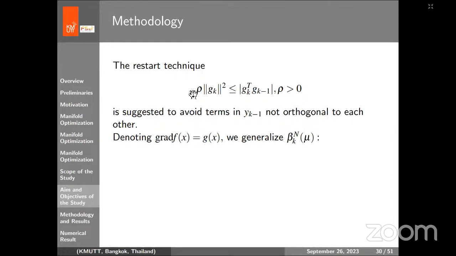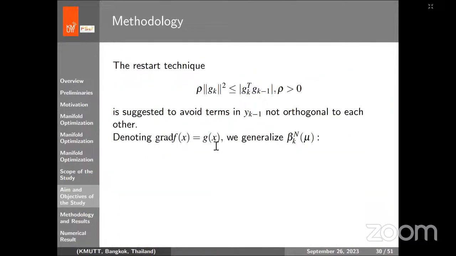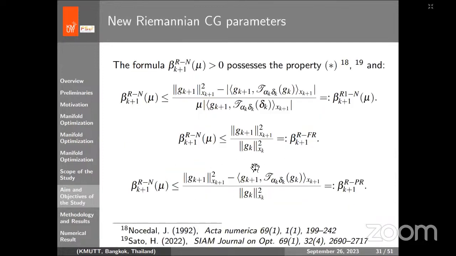Now, we feel that if we establish or extend this parameter to the Riemannian optimization setup, we can actually improve the convergence and some structures of our Riemannian CG parameters. Based on that, if we now denote grad of f of s equal to g of s, we can now generalize the beta k n mu into the Riemannian setup as this, whereby based on this generalization, we have three important formulas. The first one is actually needed in showing the sufficient descent of the given problem, while the other two show that the method reduces to Fletcher-Reeves as well as to the PRP method. Based on that reduction, we can now show the convergence of PRP as well as FR methods using this beta k.